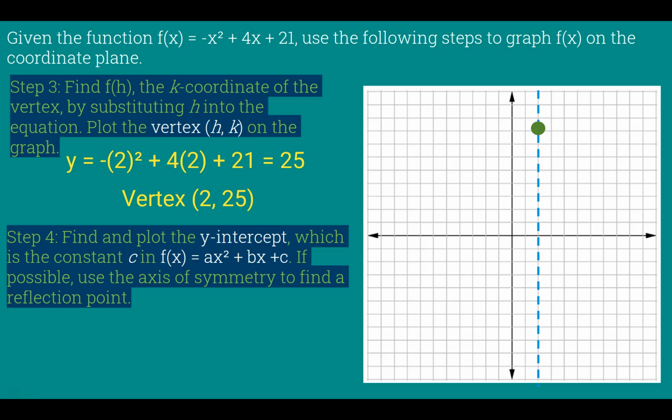All right, step 4. What is our y-intercept according to the function? 21. It is 21. Good. It was our c value. So since c is 21, our y-intercept is at (0, 21), which is over here.